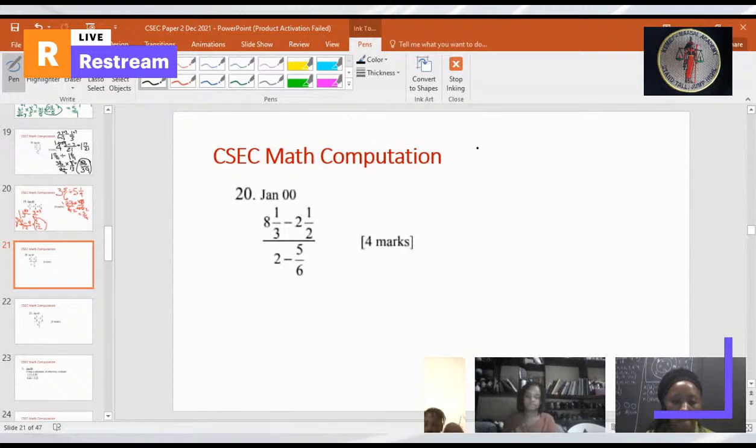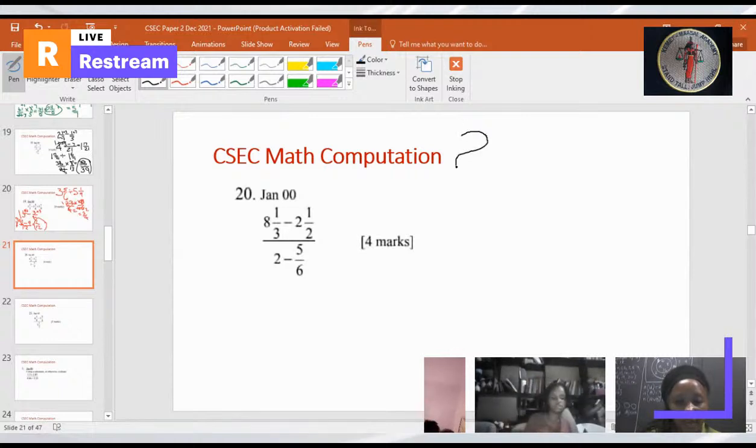First, 8 and 1 over 3 minus 2.5. I'm writing the question. If you talk, you're going to have to pay money. Your voice is not being taxed. It's not going to cost you any money to talk loud. Writing the question.